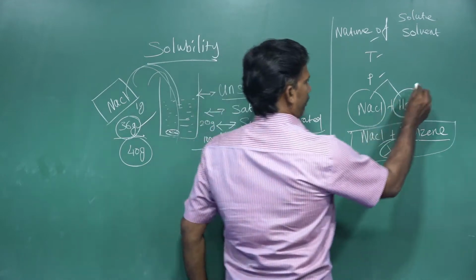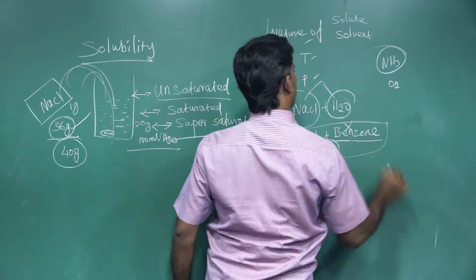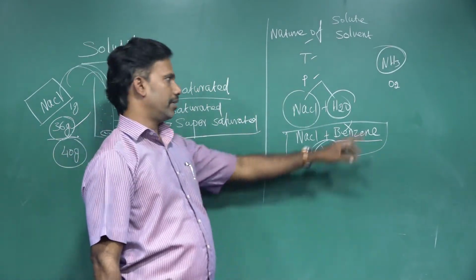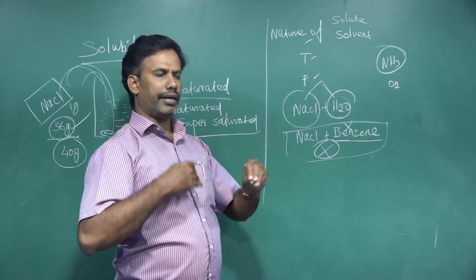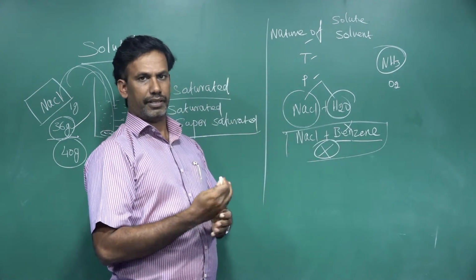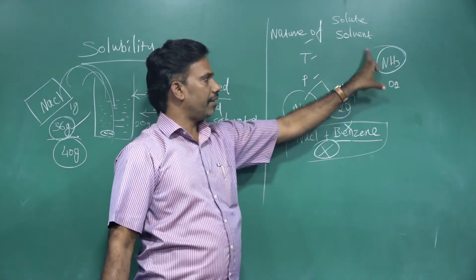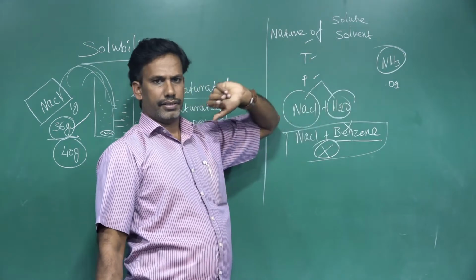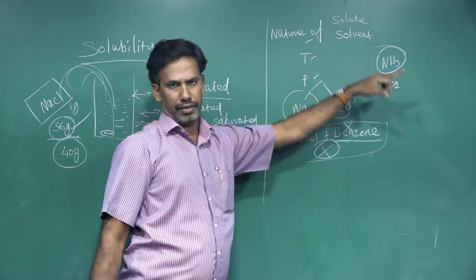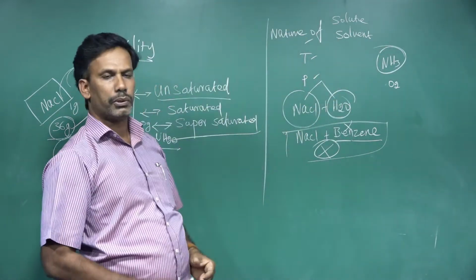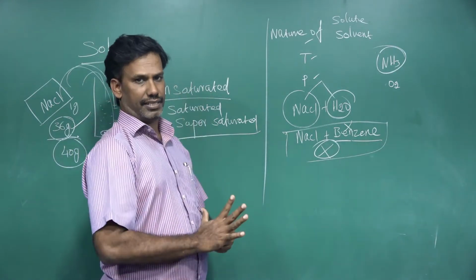Then comparing ammonia and oxygen, ammonia is more soluble in water comparatively than oxygen. So different solutes can have different extents of solubility. If you take the gases ammonia and oxygen, both are gases, but ammonia is more easily soluble than oxygen. So the nature of solute and solvent can affect the solubility.